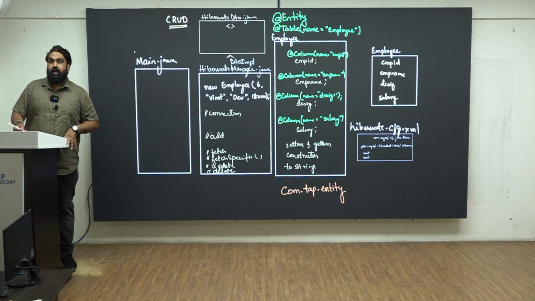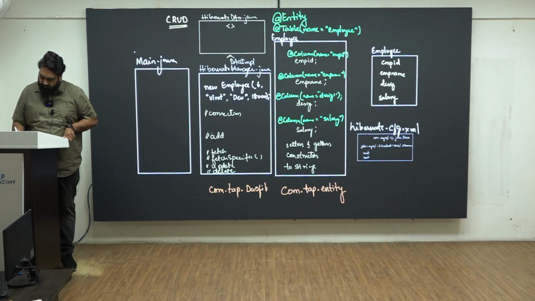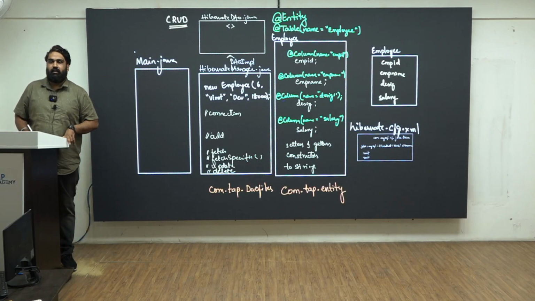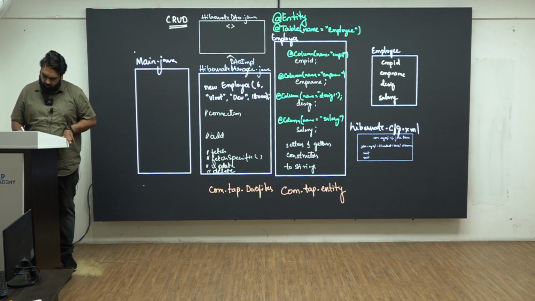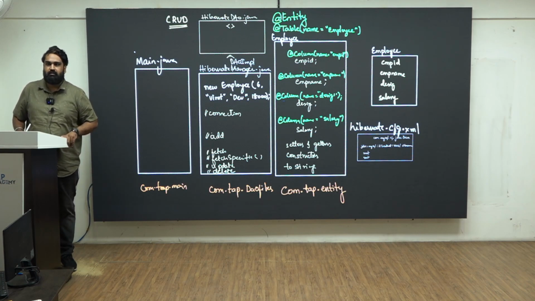If you want DAO and DAO implementation, you can write it inside com.tap.dao. The main method you can write inside com.tap.main. I hope you are able to understand this.